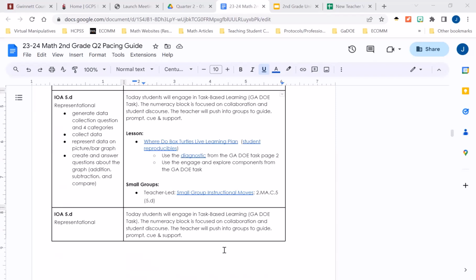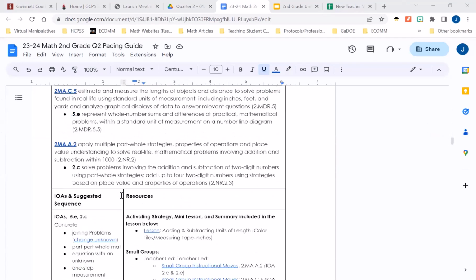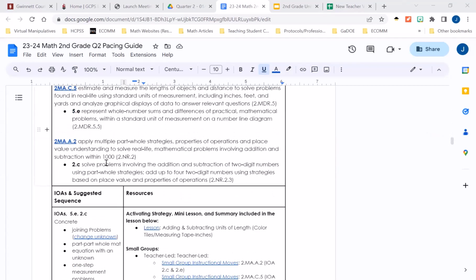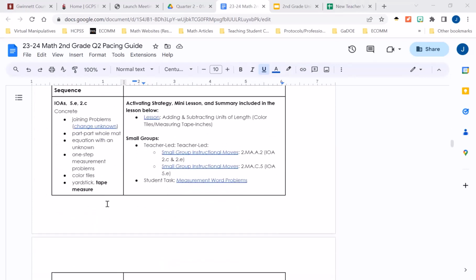After working with analyzing graphical displays of data to answer relevant questions, students will move to IOAs 5E and 2C. These IOAs were clustered together to allow students to engage in relevant measurement word problems involving addition and subtraction, where students represent the sums and differences of those problems within a standard unit of measurement on a number line diagram. The suggested 5-day pacing consists of students solving 1- and 2-step measurement problems of various problem types.